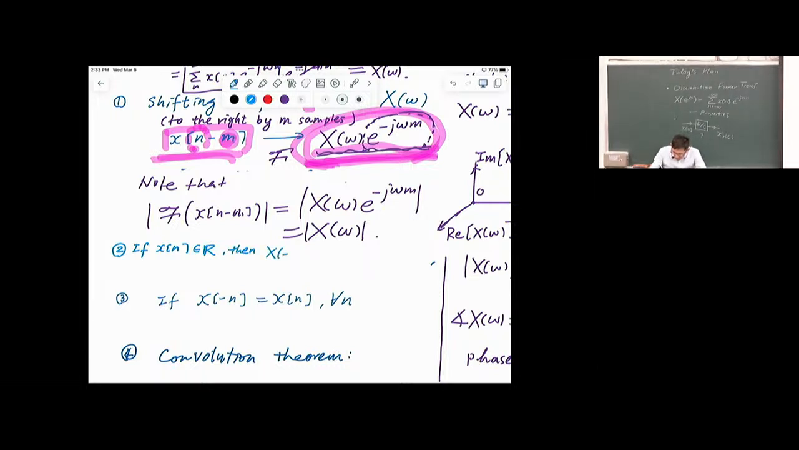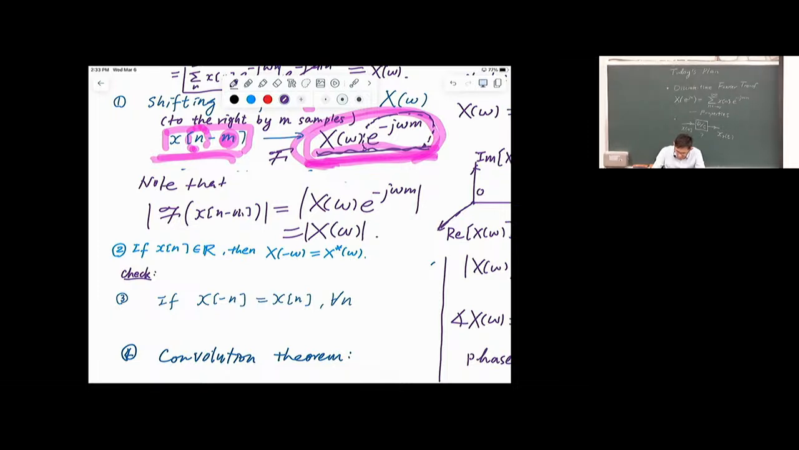X of minus omega is its conjugate. Right? Turns out that we have this symmetry. This is a symmetry property. And we can easily check this.